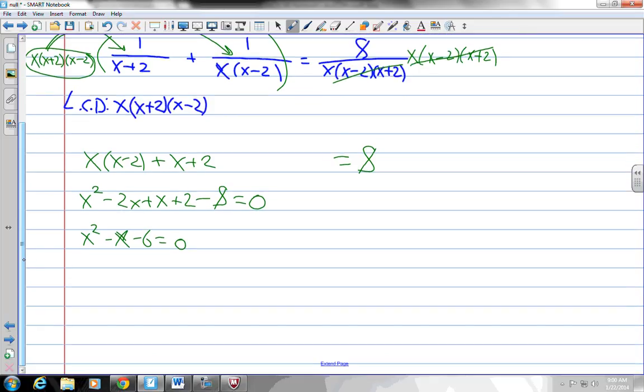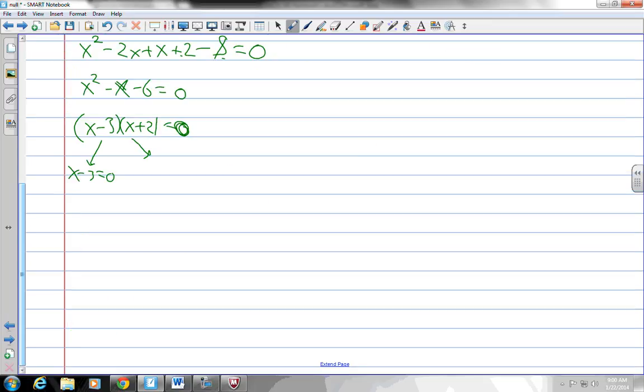We're good. How did you get that negative 6? 2 minus 8. So factor, right? What is it? X minus 3, x plus 2 equals 0. So you set each factor to 0. So x minus 3 equals 0, or x plus 2 equals 0. So x is 3, x is negative 2. Are we done?